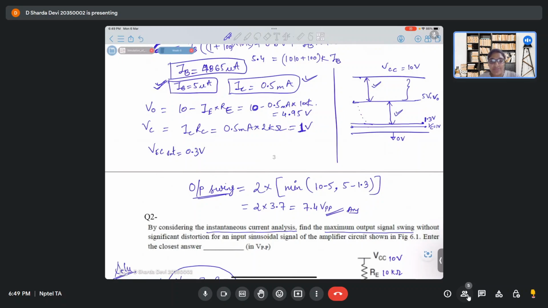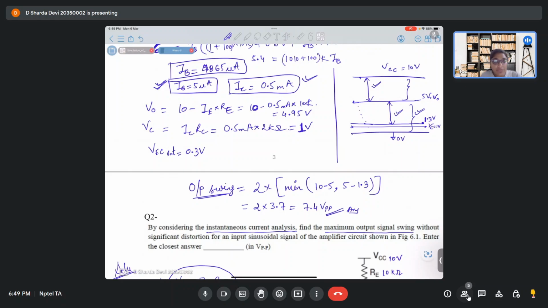Because of change in VC? No, right? Because VC is here at 1 volt for DC analysis. So it will fluctuate between 1 to 1 above something and 1 below something. Right? So the effect will again come in this part only. Right?